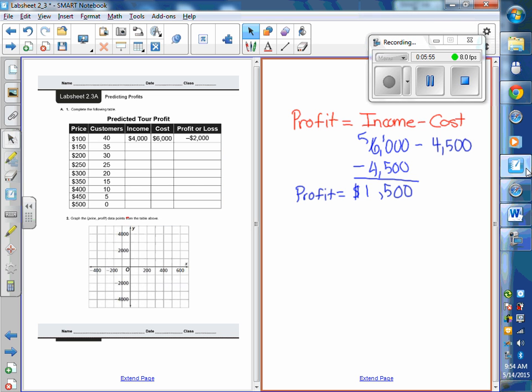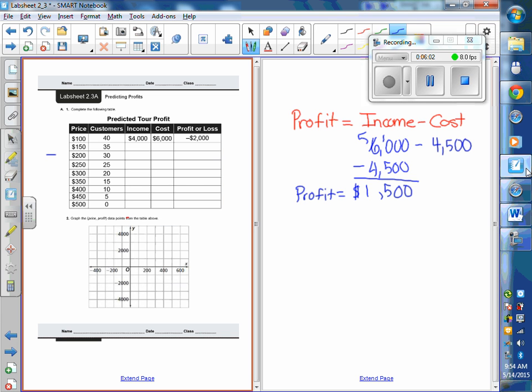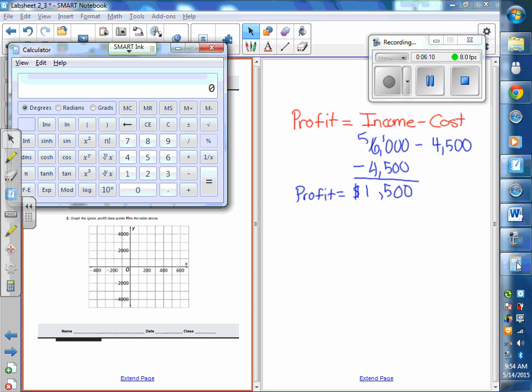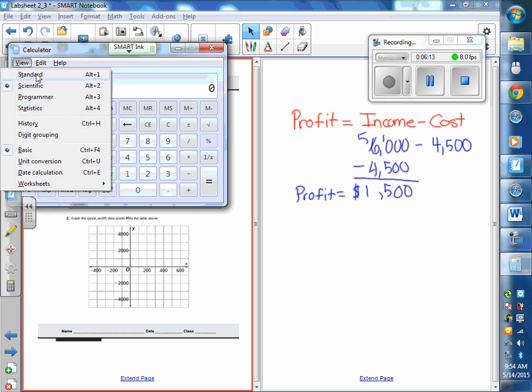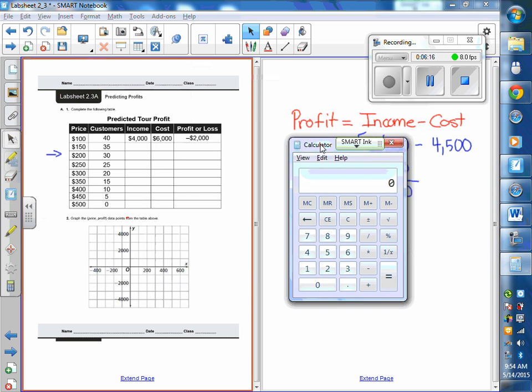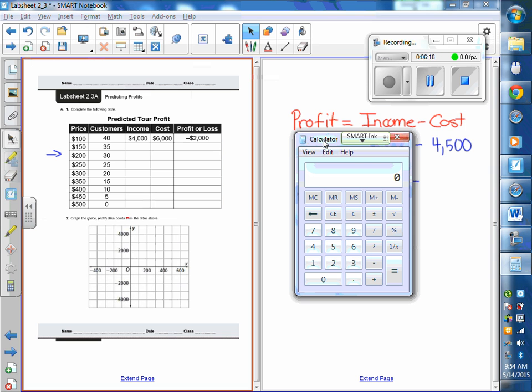So I just figured out this row right here. To do this with the calculator, I would just pick up my calculator and look at the values here, and I'm going to redo the 200. If I have 200 customers, and I'm going to multiply that by the $200 for the 30 customers, I'm going to get an income of $6,000.